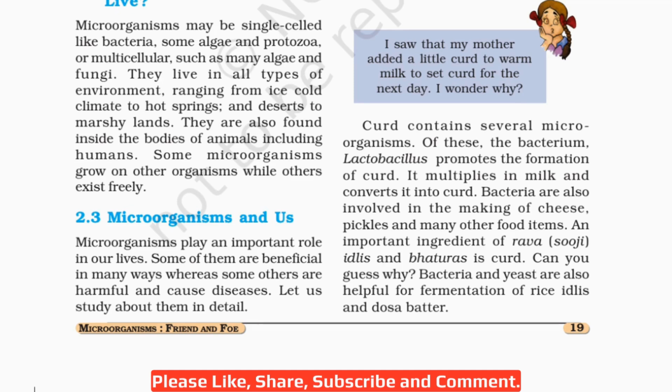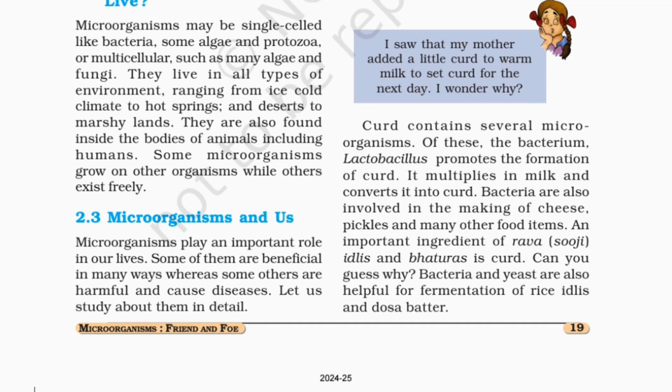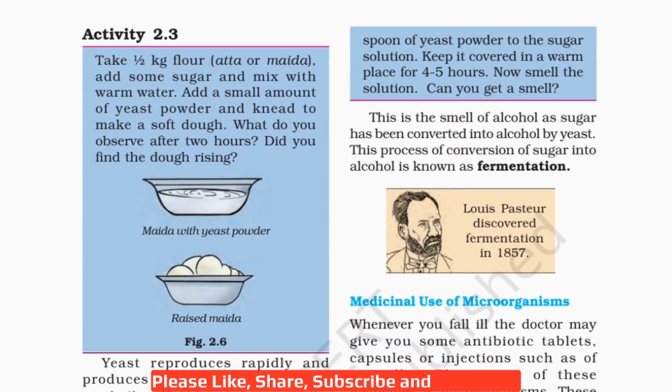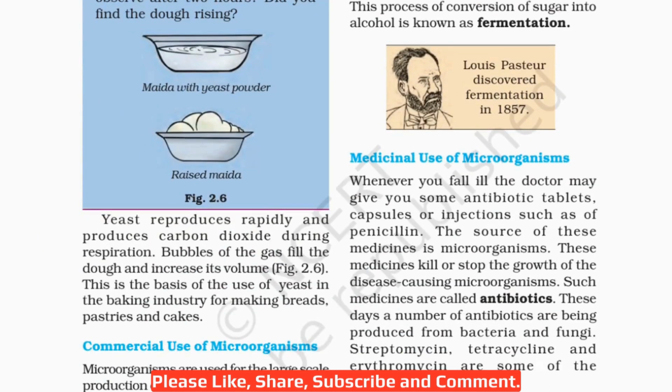Bacteria are also involved in the making of cheese, pickles, and many other food items. An important ingredient of rava suji, idlis, and bhaturas is curd. Can you guess why? Bacteria and yeast are also helpful for the fermentation of rice, idli, and dosa batter. Now the next page, Activity 2.3. Take half kg flour, atta or maida, add some sugar and mix with warm water. Add a small amount of yeast powder and knead to make a soft dough. What do you observe after 2 hours? Did you find the dough rising? Yes, the dough rises.